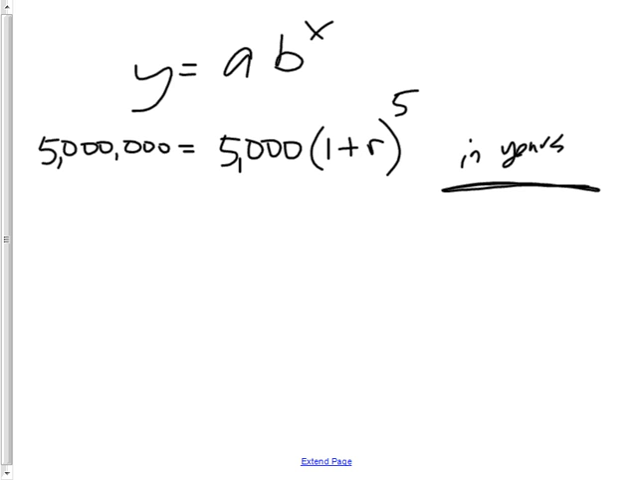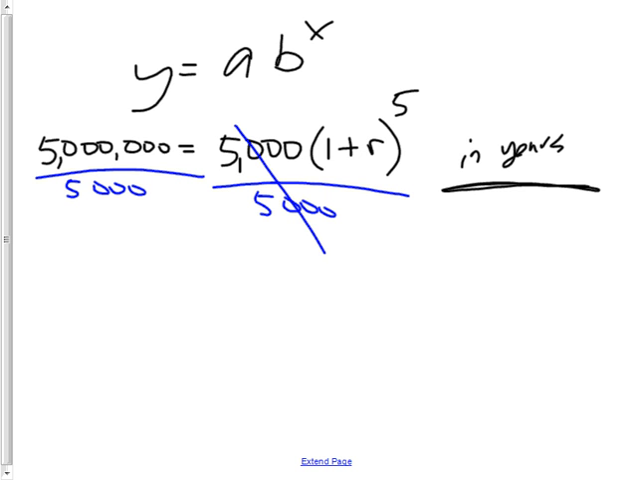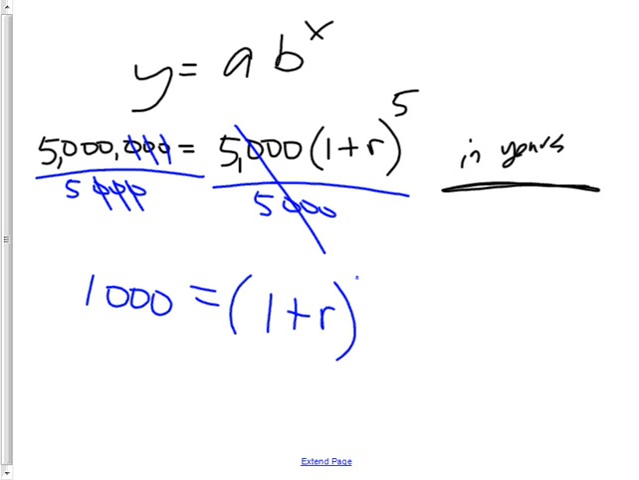So you divide by 5,000. That cancels that. 3 zeros will cancel. What's 5,000 divided by 5? 1,000 equals 1 plus r to the 5th.